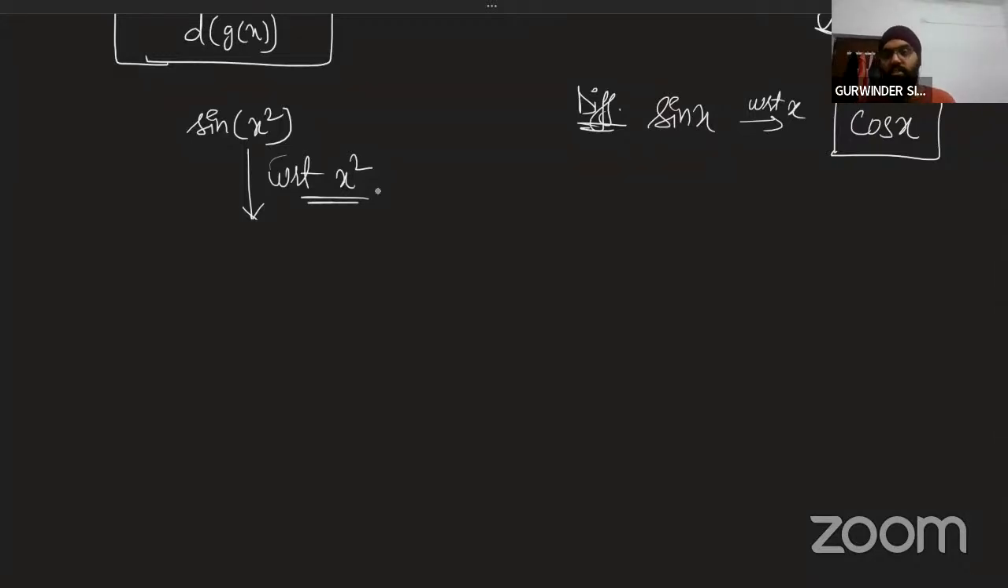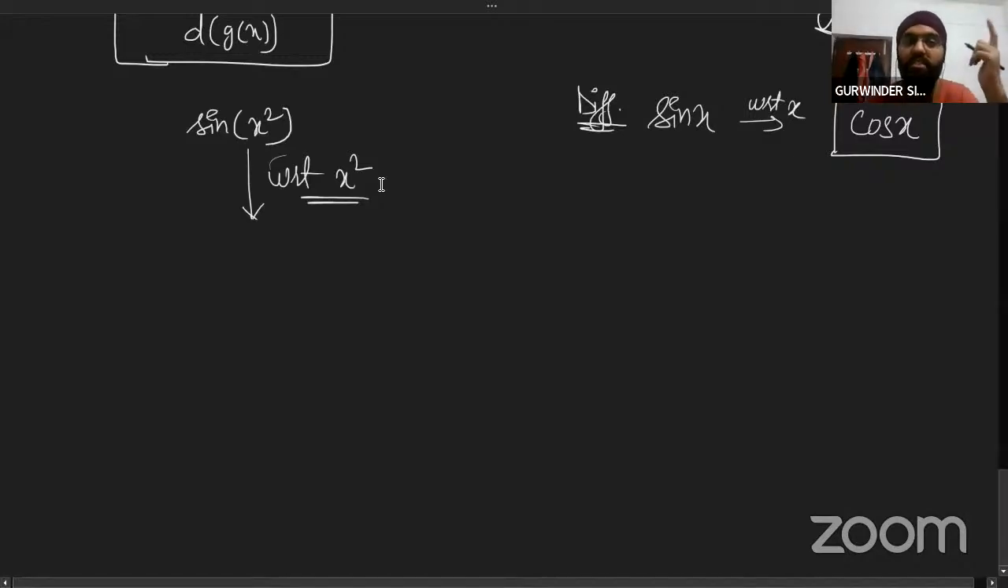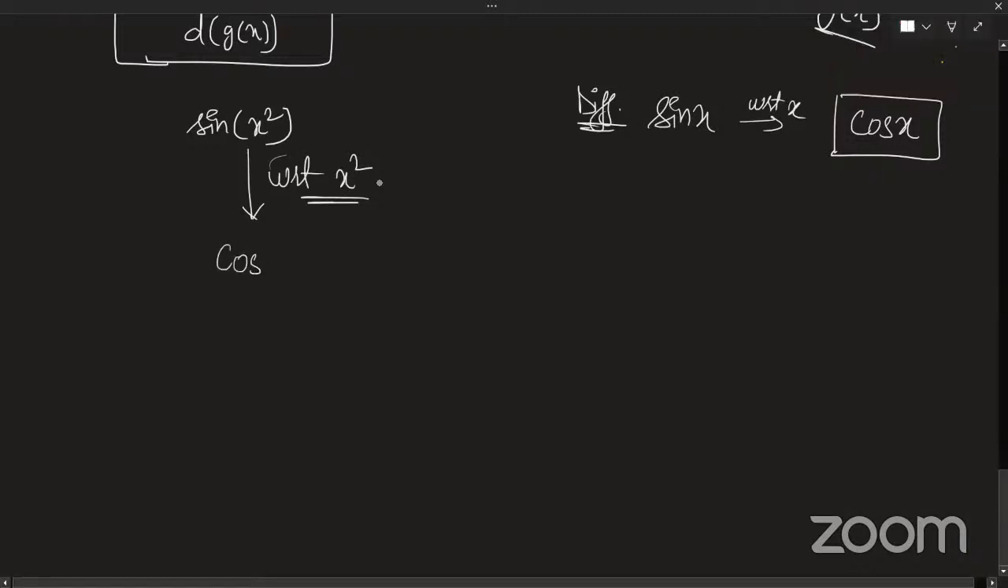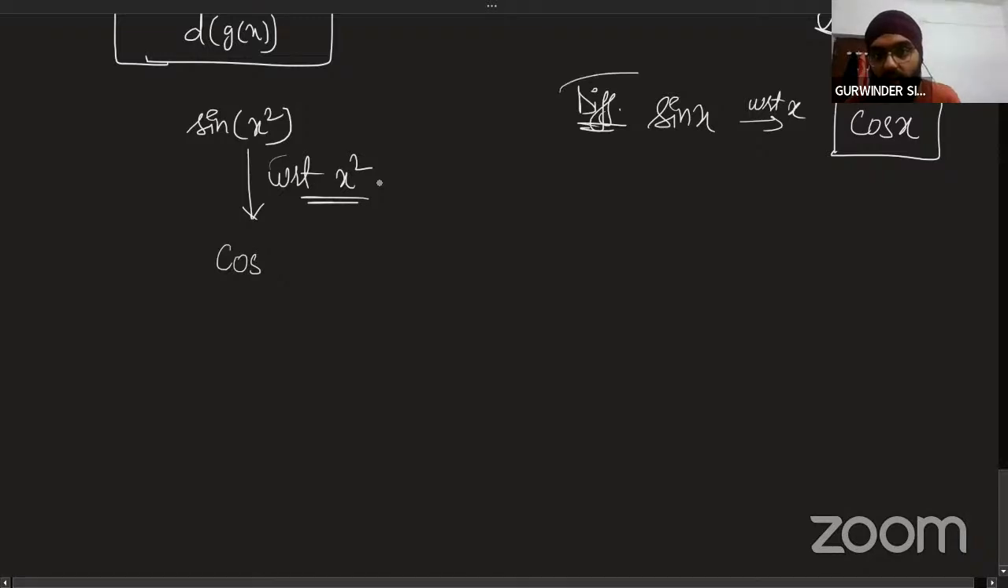We have just changed the variable from x to x squared. Earlier it was x, now it is x squared. So what will be its answer? Can I say cos x? No, it will not be cos x.